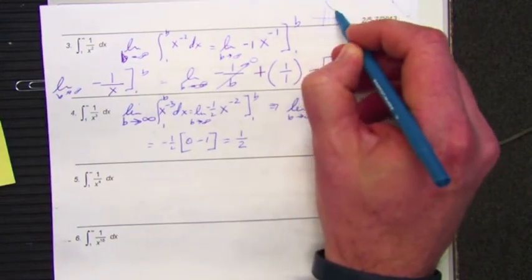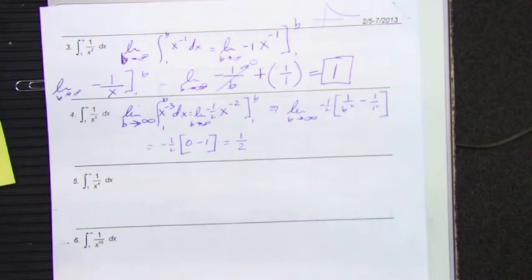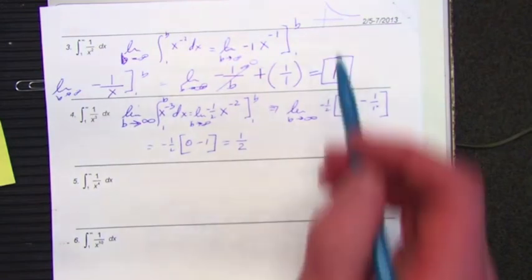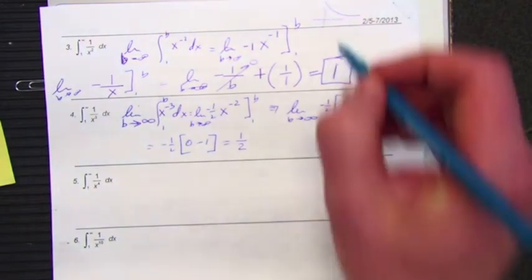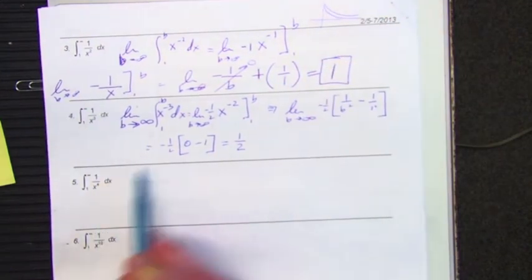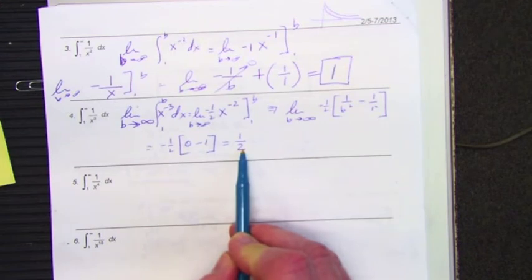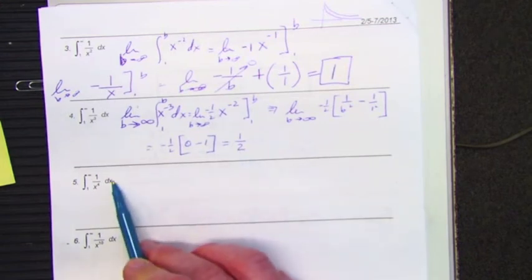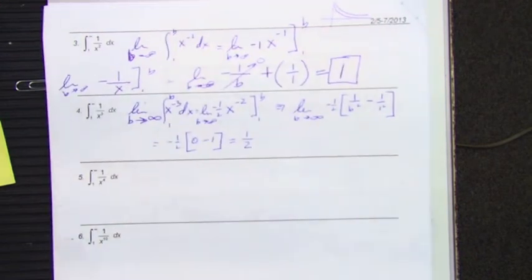I have a question for you. 1 over x squared is here. Where is 1 over x cubed? Would that graph be above that one or below it? Below it. So as this exponent gets bigger, this area should be getting smaller. I want you to go do number 5, and then we'll do 6 together.